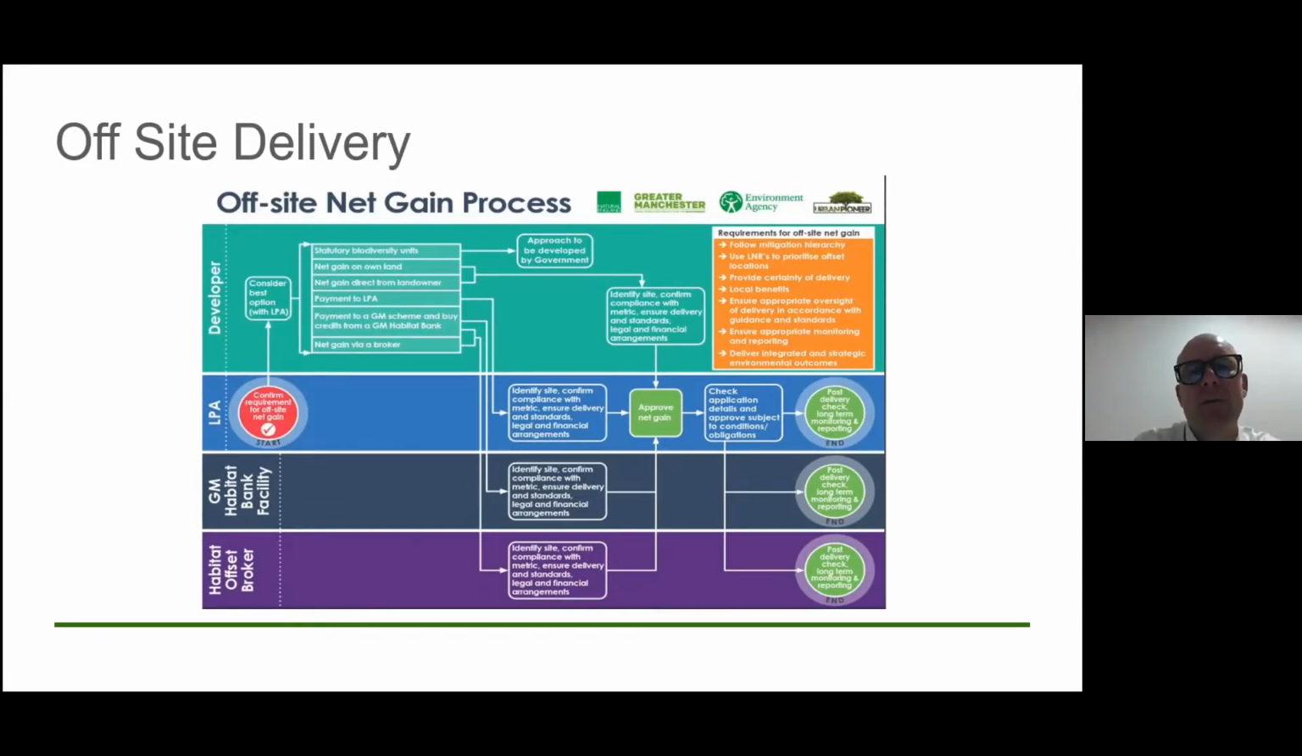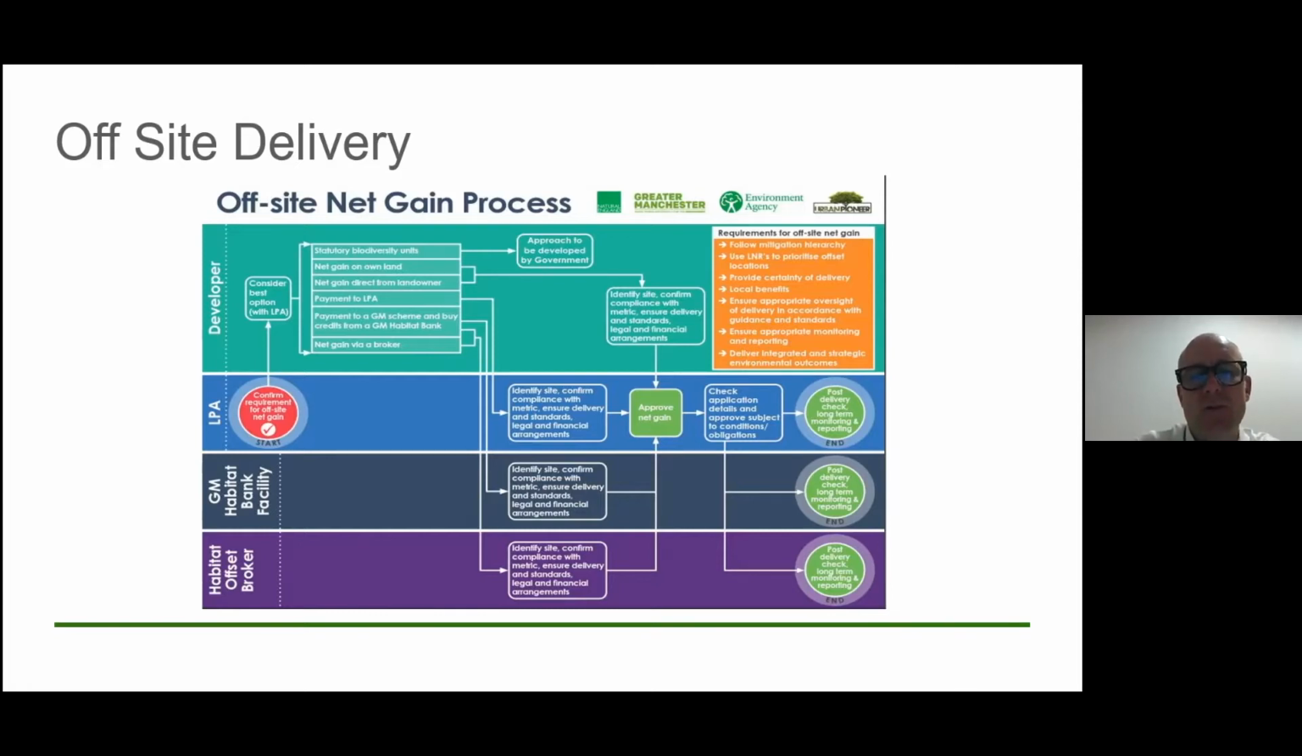So there's a range of options that developers can look at if they can't provide on site, and they can demonstrate good reasons why they can't provide on site, and they need to look for off-site opportunities. So we've again provided this flow chart to understand how that process works, and again we're testing this all the time, as it's a very fast-moving, evolving process. So there's a lot of work that we're doing to understand that.